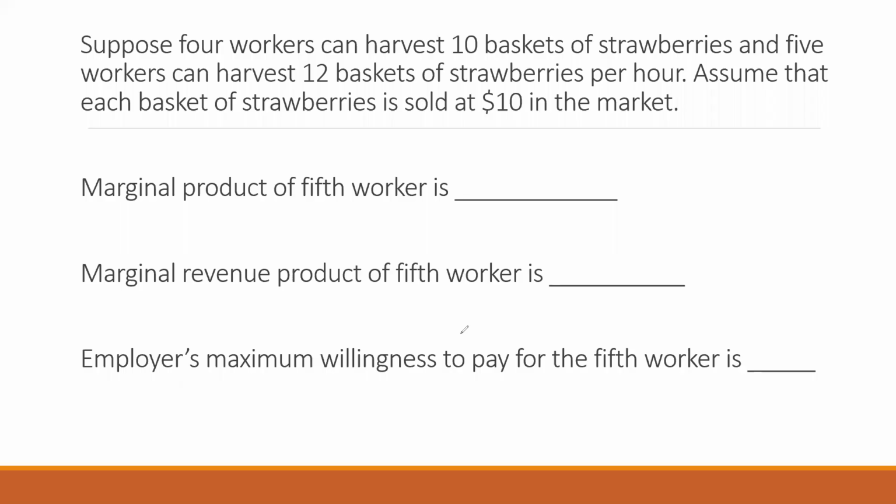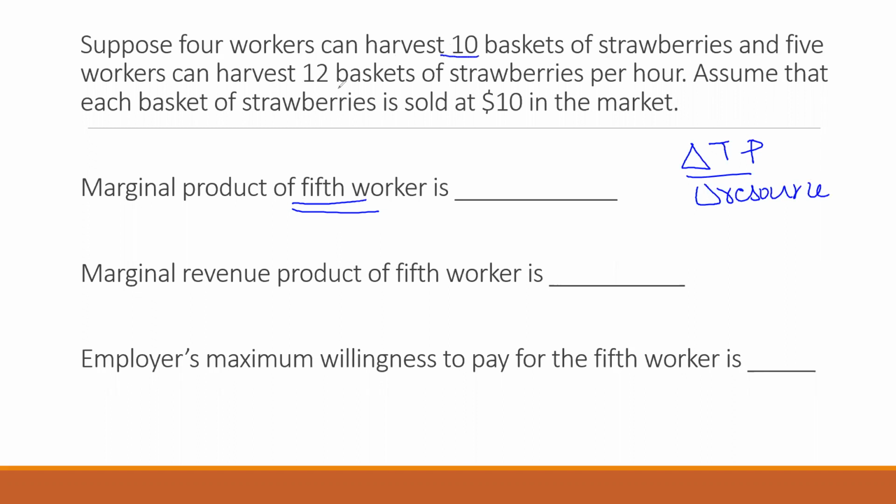Now let's look at another example. Suppose 4 workers can harvest 10 baskets of strawberries and 5 workers can harvest 12 baskets of strawberries. If each basket of strawberries sells at $10 in the market, I'm asking different questions. The first one is the marginal product of the fifth worker. For marginal product, we simply take the change in total product over the change in resource. How much is the product changing?